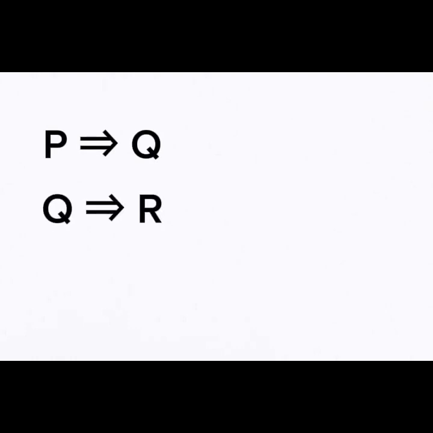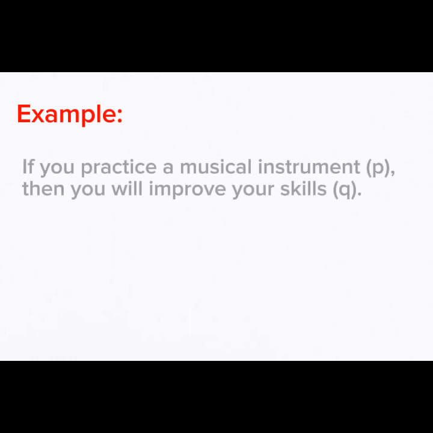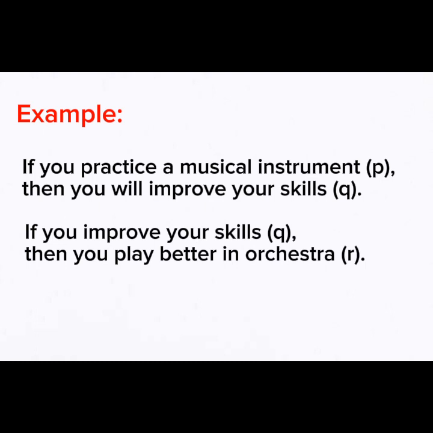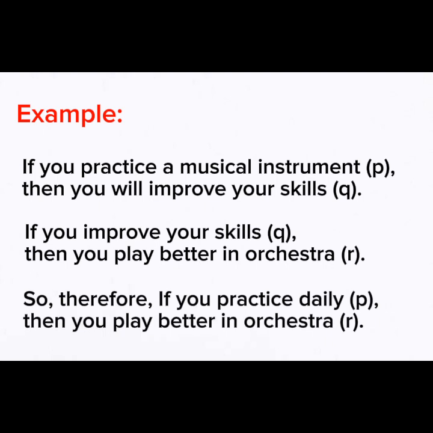Hypothetical syllogism is a form of deductive reasoning and logic that consists of conditional statements and a conclusion. It may also be written as: P implies Q and Q implies R, so therefore P implies R. So let's take an example. If you practice a musical instrument, then you will improve your skills. If you improve your skills, then you play better in the orchestra. So therefore, if you practice daily, then you play better in the orchestra. This means that if both the first and second statements are true, the conclusion, or the third statement, will be true as well.